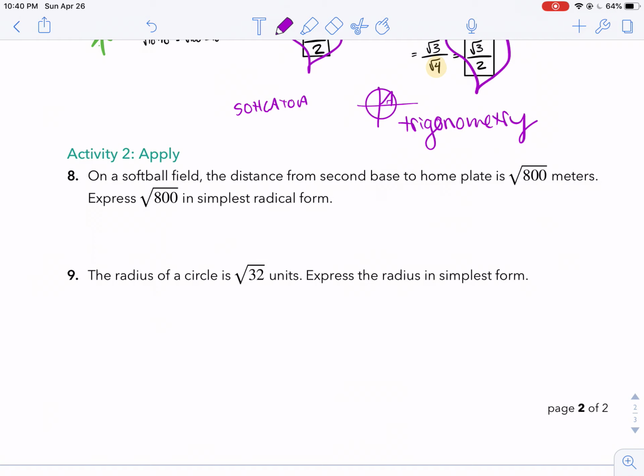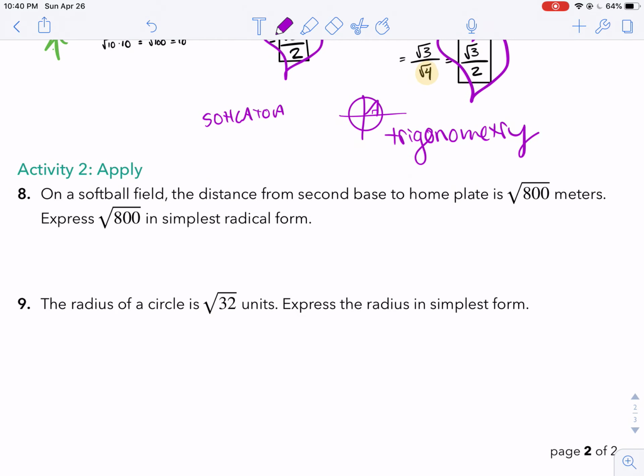Alright, that's awesome, but when are we going to use this in real life? I'm so glad you asked. Well, on a softball field, the distance from second base to home plate, so pardon my amazing drawing, second base to home plate, is the square root of 800 meters. So we're going to express the square root of 800 in simplest radical form.